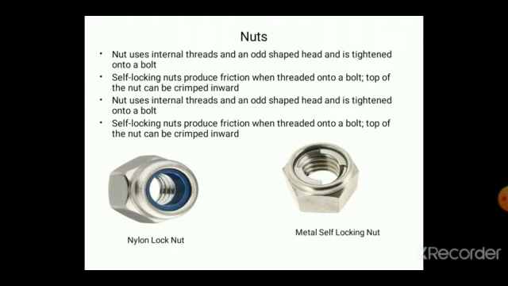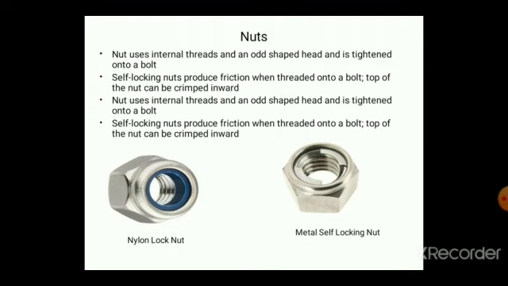These are the typical nuts. The first one is a nylon lock nut, then the next one is a metal self locking nut. Some typical hexagonal nuts are also available.